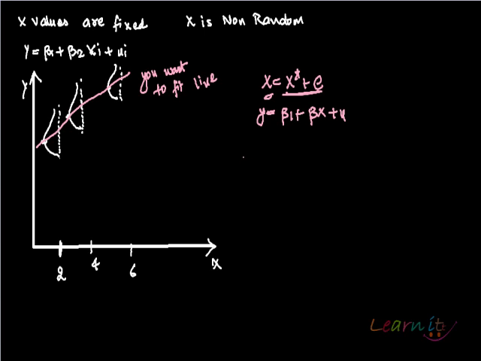You can probably say that x's are non-random later on, and we'll talk about that when x's could be random. But right now what we are saying is that x values are fixed. They are assumed to be non-random. So for a given x, you will have a certain y population. For another given x, you will have a certain y population. So x's are assumed to be fixed in repeated sampling.